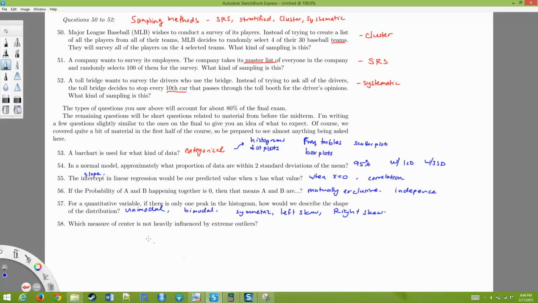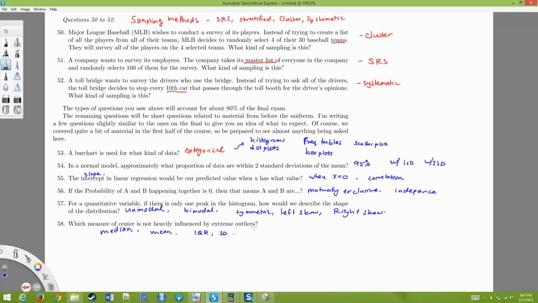Which measure of center is not heavily influenced by extreme outliers? The median. So that's a little tidbit to know about the median. Maybe you should know other tidbits about the median or the mean, or other things like the IQR or the standard deviation. So know the definitions and their significance and meanings here.